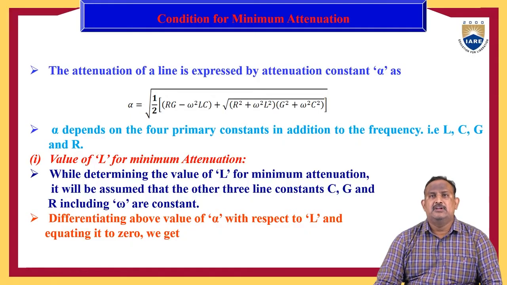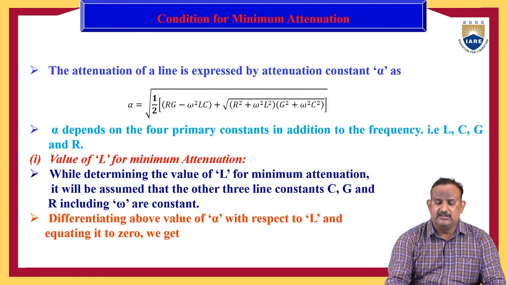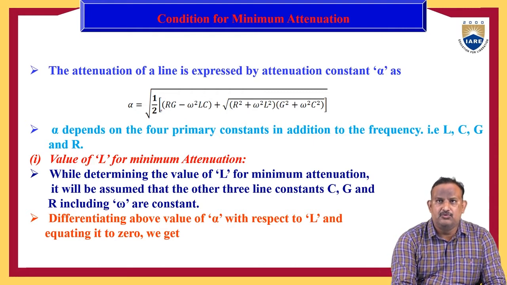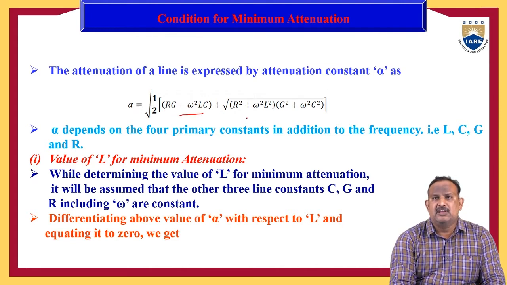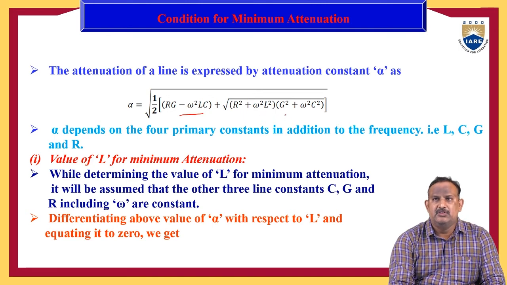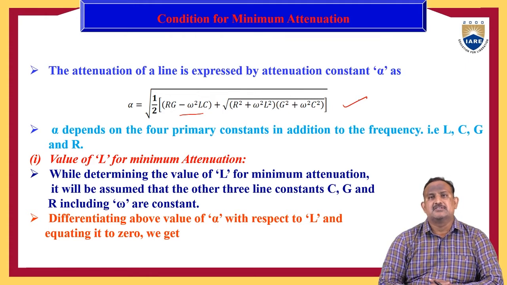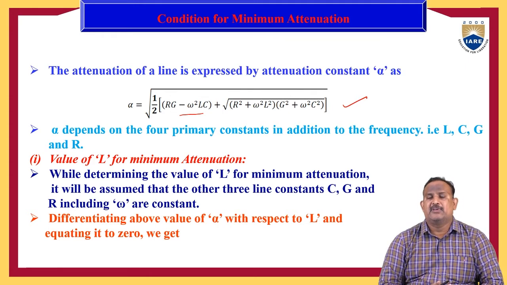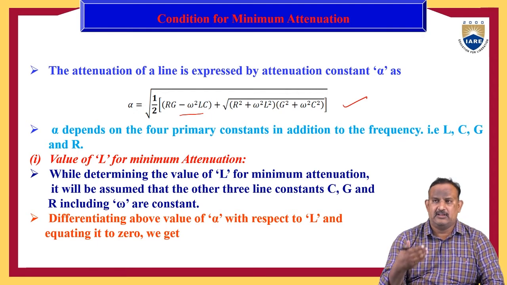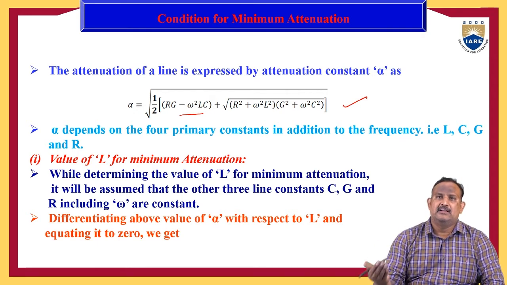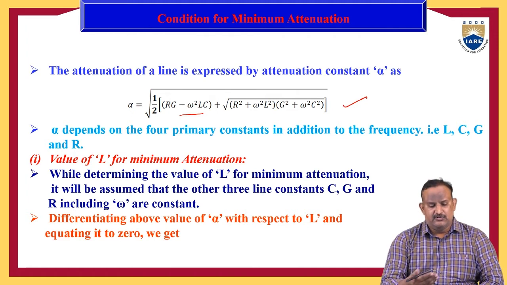Here we know the attenuation of a line is expressed by the attenuation constant alpha, and alpha is equal to the root of 1 by 2 into Rg minus omega square Lc plus root of R square plus omega square L square into G square plus omega square C square. It is the attenuation constant, where alpha depends upon the four primary constants R, L, C, G. So here you can find the condition for minimum attenuation for inductor, capacitor, conductance and resistance value. First we will see them one by one.